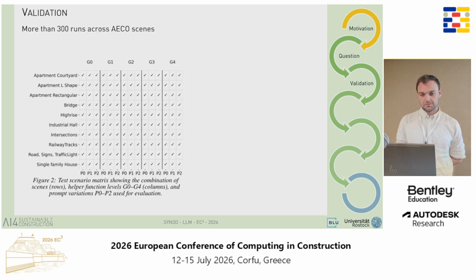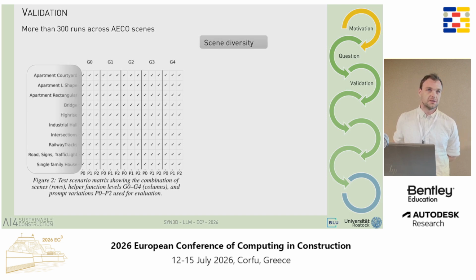So the validation of the system was over 300 runs. We got a validation matrix for that one. On the left side we have the scene diversity we generated: an apartment, bridges, high-rise buildings, industrial buildings, intersections of roads, then railway tracks and some single-family houses and something like that. You can do a lot more things like that with the approach.